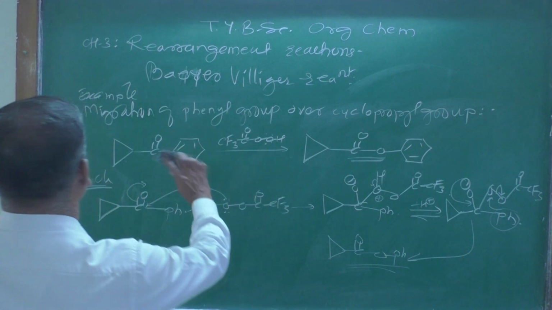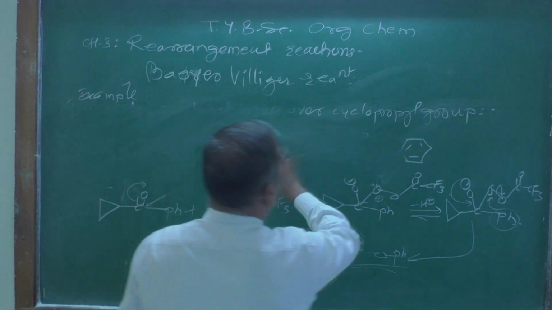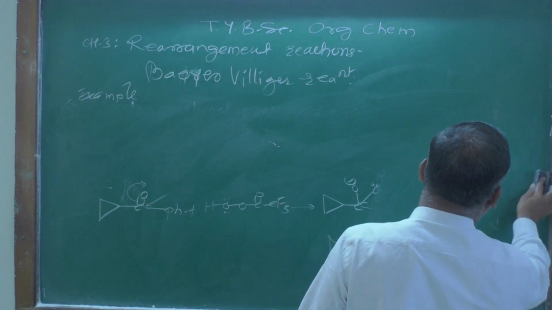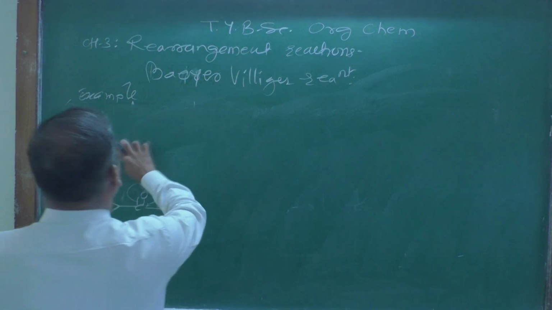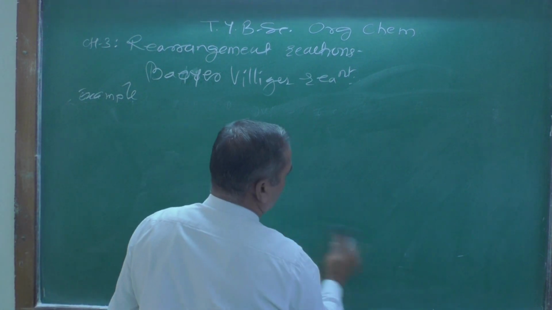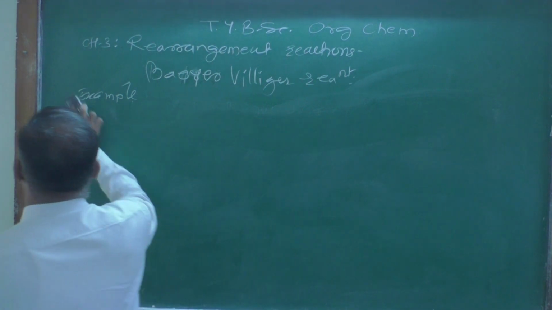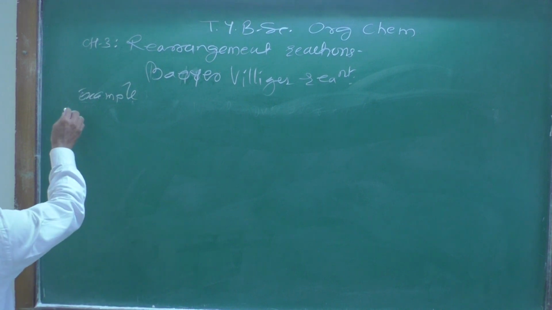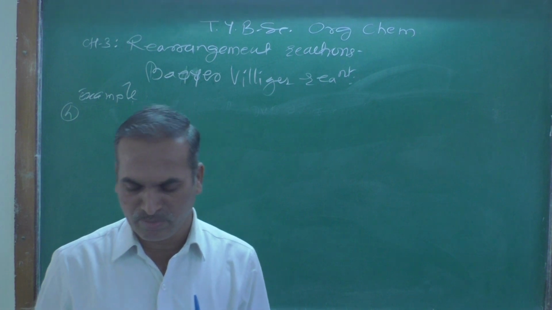Now the example number 4 which we are going to consider over here. What will be the example, and more information we will get about this Baeyer-Villiger oxidation reaction. So let's see what will be the fourth point we are going to discuss. Let's consider one more example. Example number 4, which is given in the book.